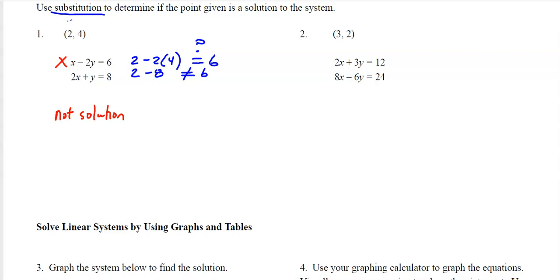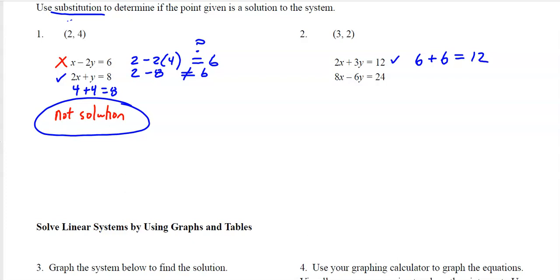When I put it in the bottom one, 2 times 2 would be 4 plus 4. So the bottom one checked out. So the bottom was yes, but the top was no. But you have to work for both of them to be a solution to the system. Let's try the other side. 2 times 3 is 6. 3 times 2 is 6. Hey, that one looks good.